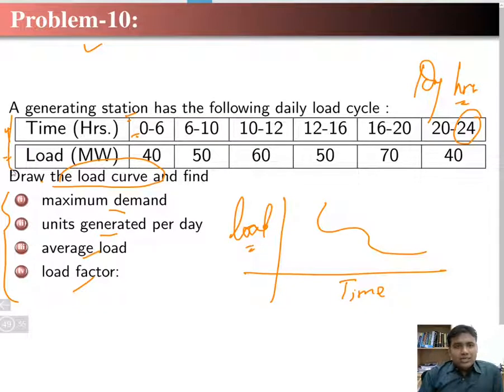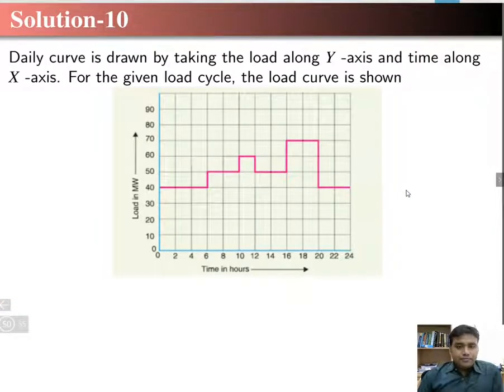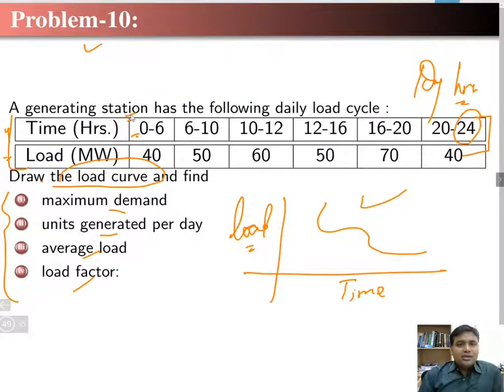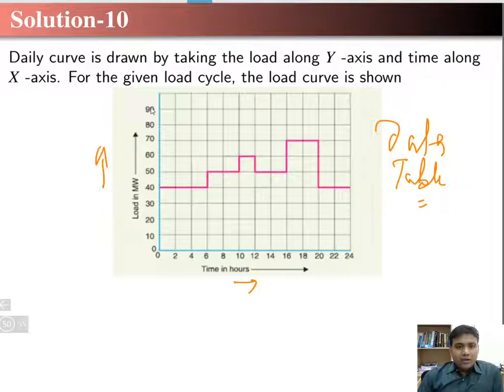So this tabular data you have to convert into the curve, that is the load curve. Here you have time in hours and load in megawatt. From the data given in the table, you can convert it in this fashion. So from 0 to 6 you have 40 megawatt. This is your 0, this is your 6. So your constant 40 megawatt power is there.